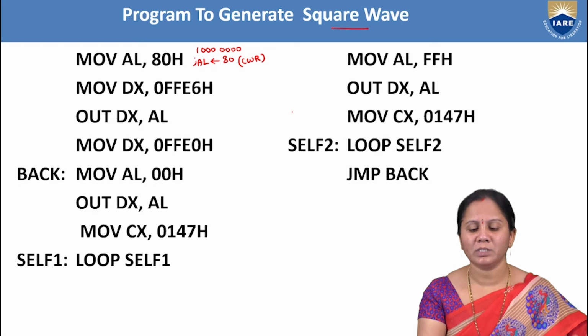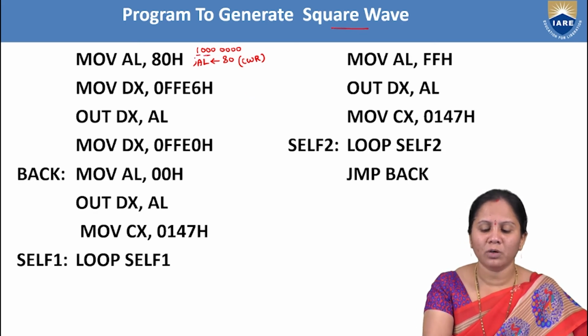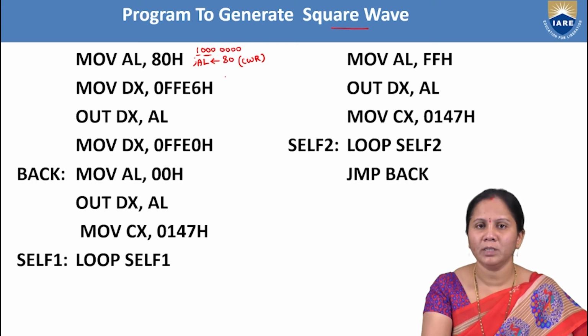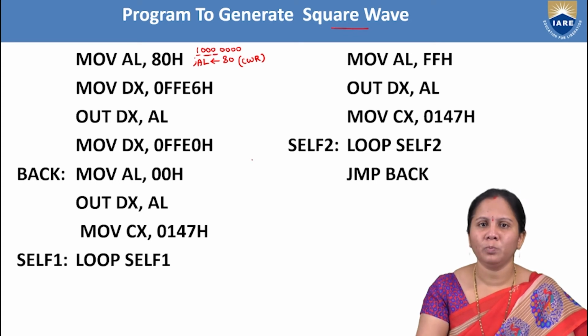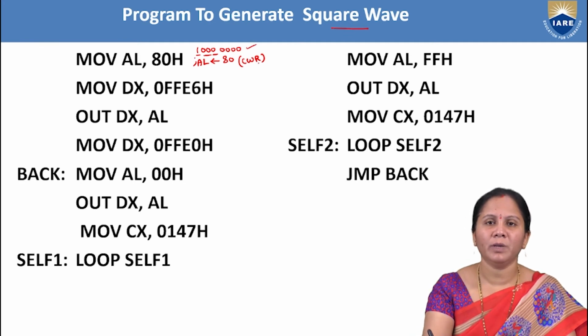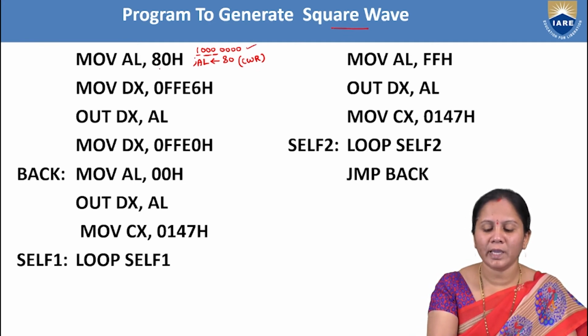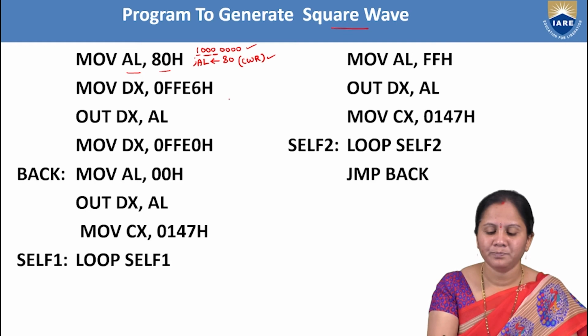The first bit is 1, so it will operate in the I/O mode. The next 2 bits are zeros, so port A will be used and it will operate in mode 0. And the next 0 is related to port A. If it is 0, port A will be used as the output port. Keeping all these considerations in mind, we are loading this 80 value into the AL register. So this 80 value is the value of CWR.